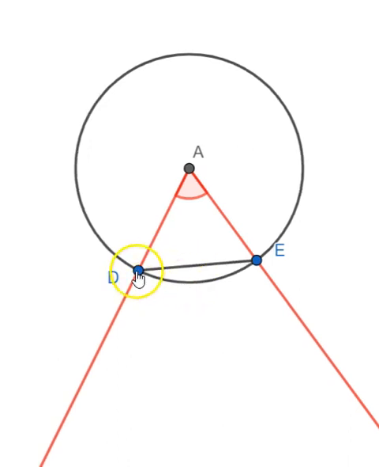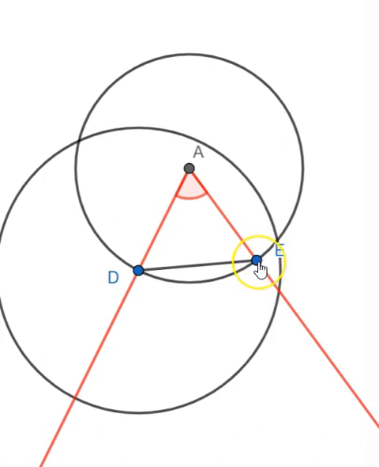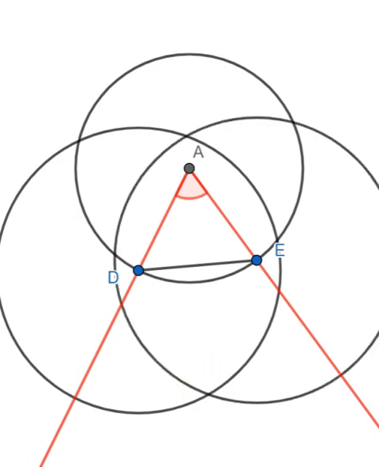Now, keeping D as the center, let's draw a circle of radius DE, and keeping the center at E, let's draw a circle of radius DE again. So now we get a point of intersection. Let's mark the point of intersection F. And now let's join A and F. What the proposition says is that this line will cut this angle into two equal parts.